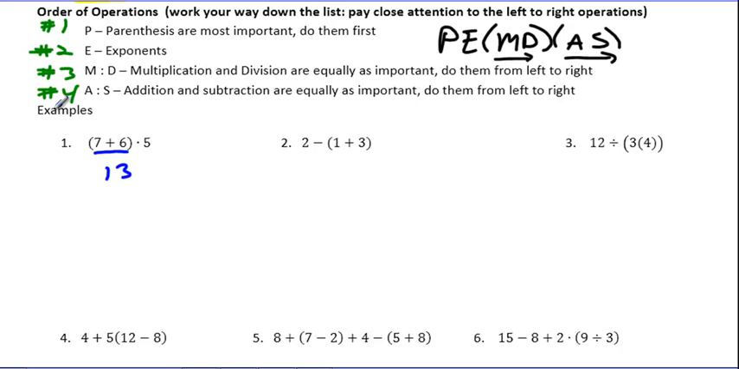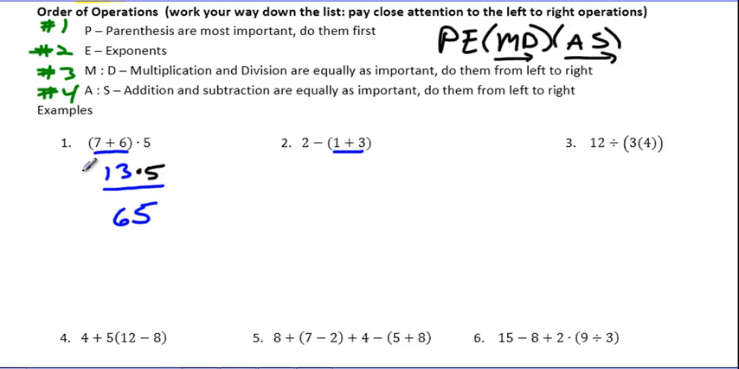Okay, but you really need to be careful with notation and stuff like that. Okay, we are multiplying by 5, so I'm going to drop that down. Okay, and then my last step is to go ahead and do that multiplication. All right, which will get me to 65. Okay. Example 2. We have subtraction and addition, but once again, the addition is inside of the parentheses.